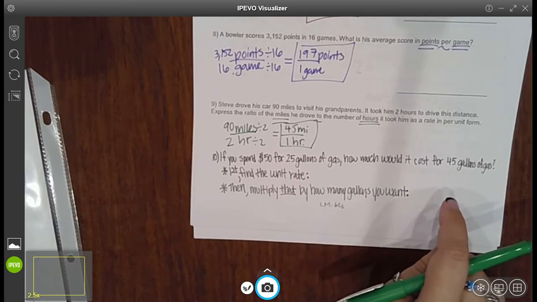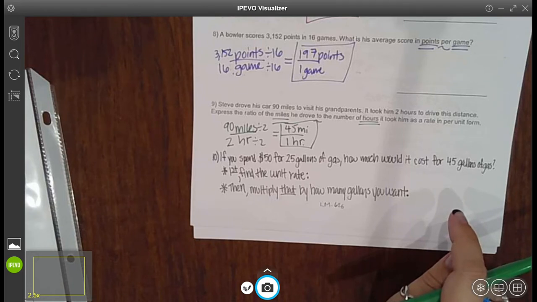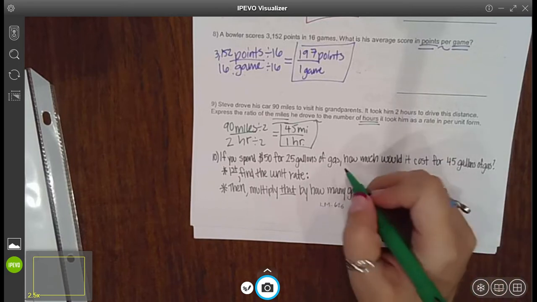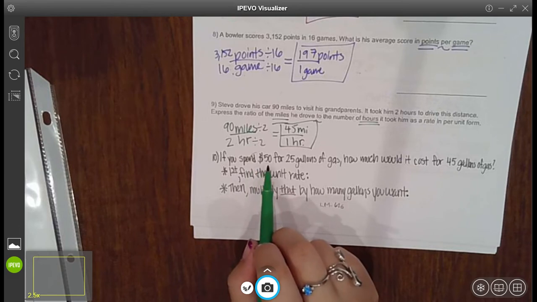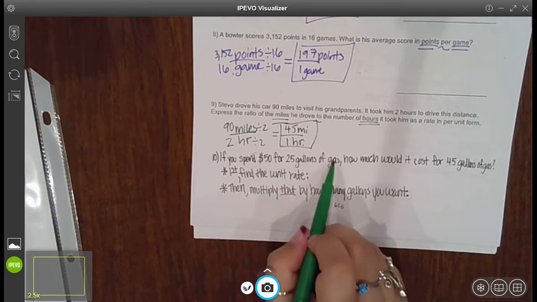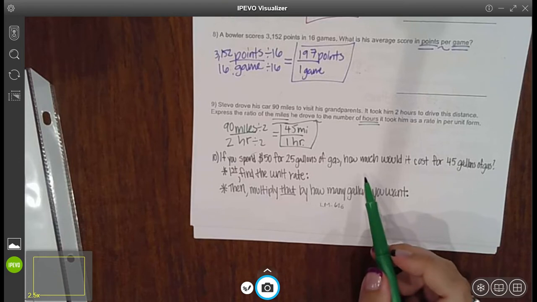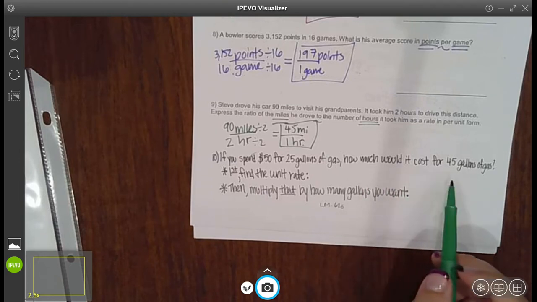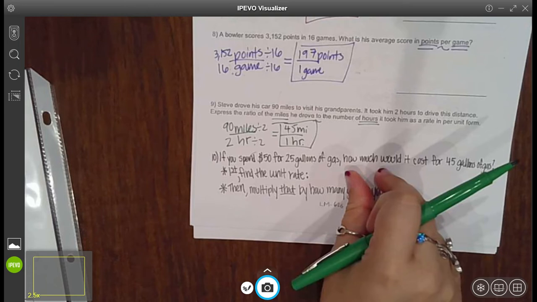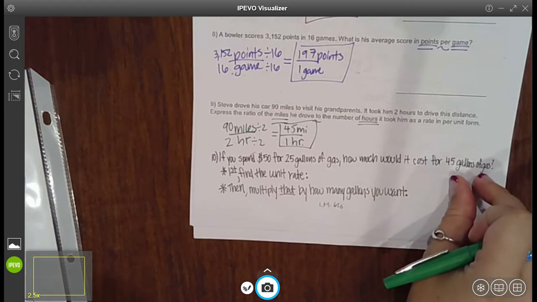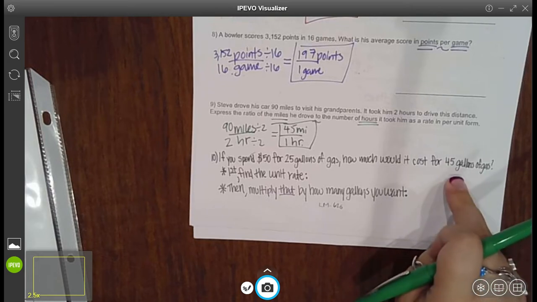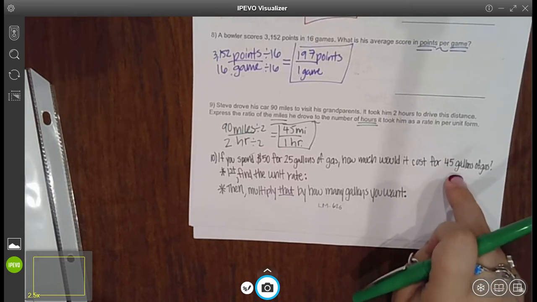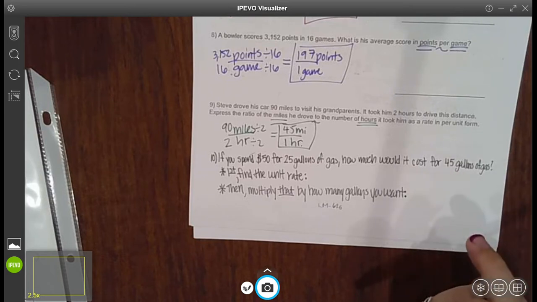And you're like, well, great. How do I know which one to put on the bottom for this? Well, the hint lies in the fact that see how after a comma or a period, these go together. If you spend $50 for 25 gallons of gas, so these go together, then it says how much would it cost for 45 gallons of gas? So how much, we don't know, for this many gallons of gas. What would be nice is if I found how much it costs for 1 gallon of gas, and then I could multiply the 1 gallon of gas times 45 gallons of gas.